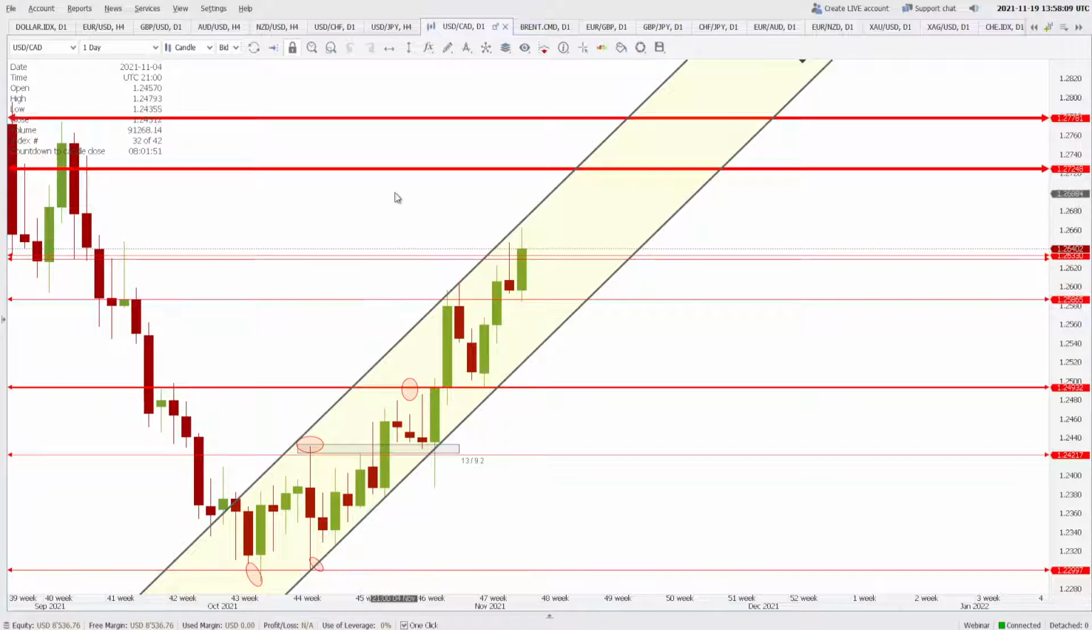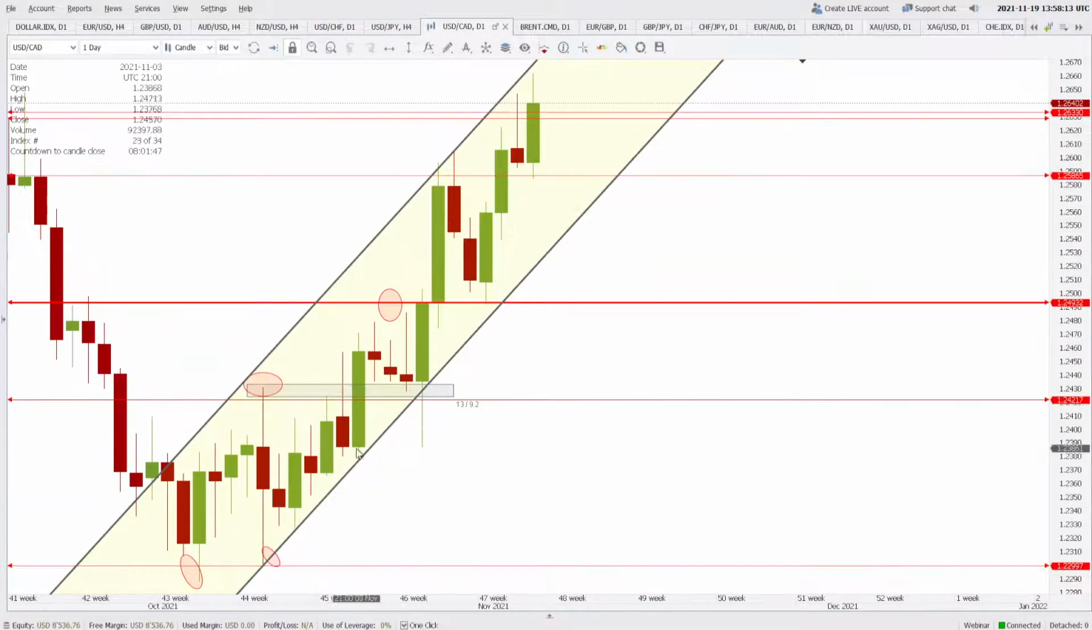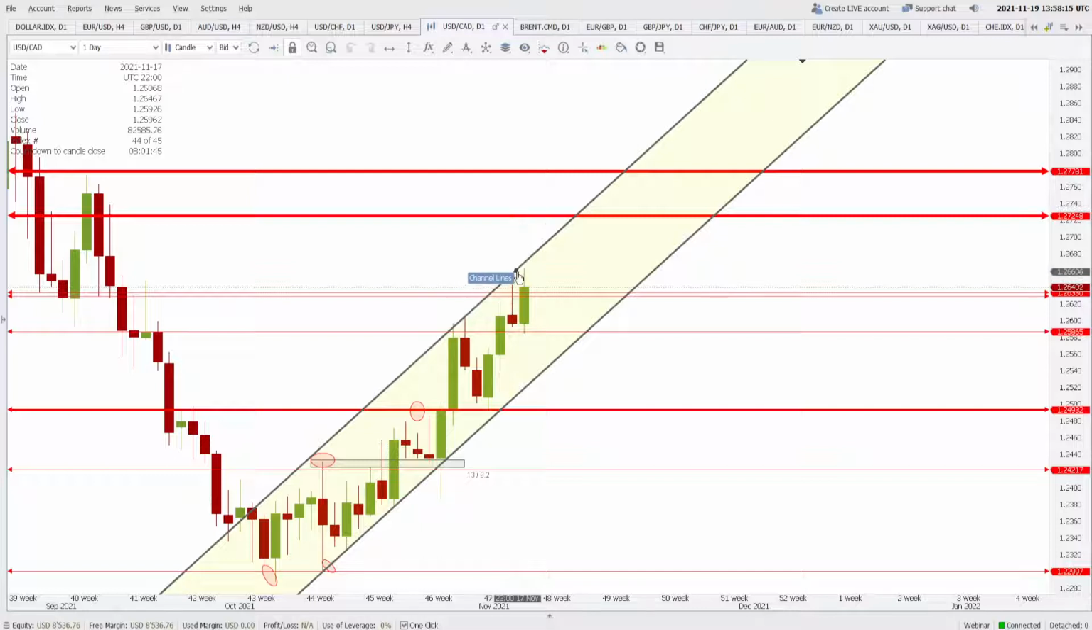On the higher side we have a resistance at 1.2724, but also notice that this rising channel has a resistance line here very close to the price, and whenever the price tries to meet this area here, it will attract sellers in this market.